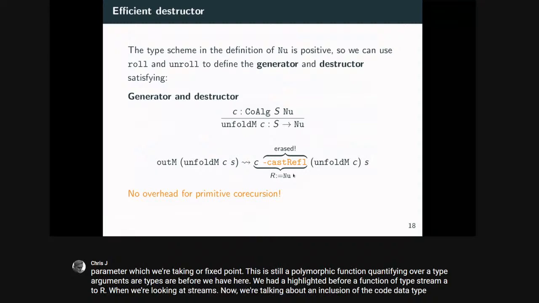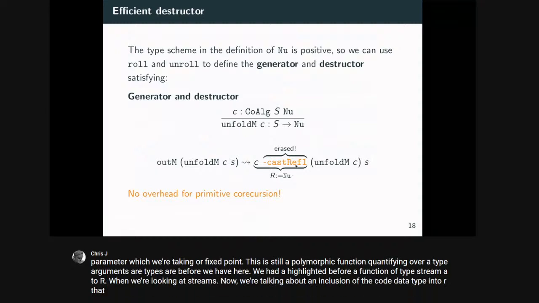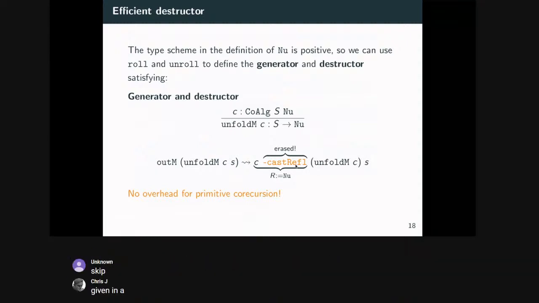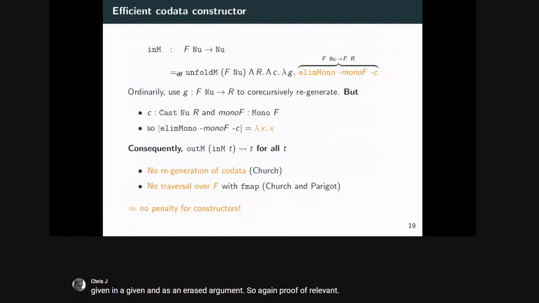But notice that here below, what we had before was an additional application to lambda x x, and now this is an application to an erased argument. So there's indeed no overhead for primitive co-recursion here. But that's not the only thing we wanted to guarantee, right? We also wanted to make sure that the use of a constructor did not introduce any overhead either.